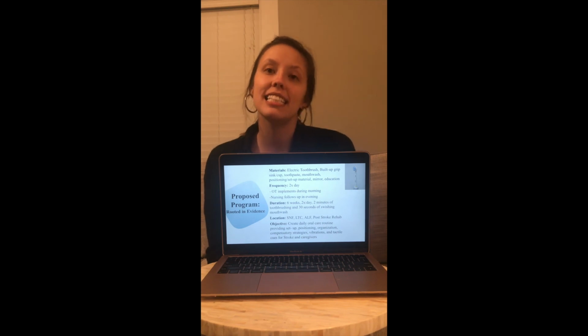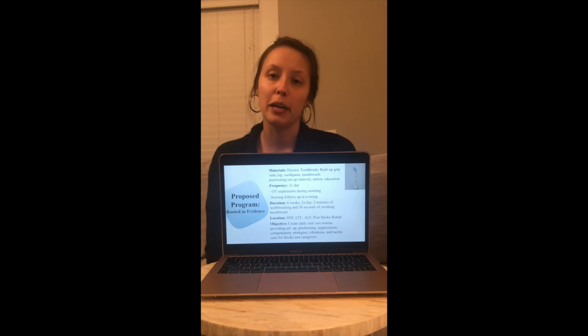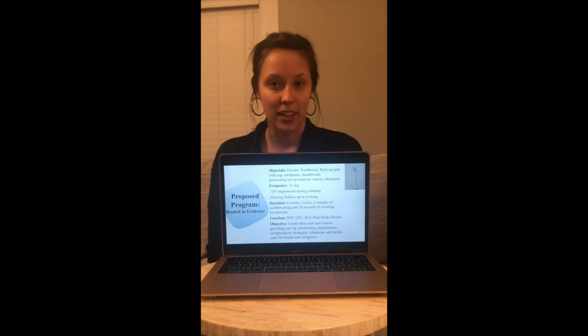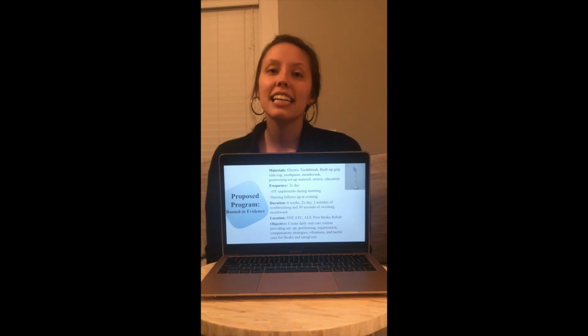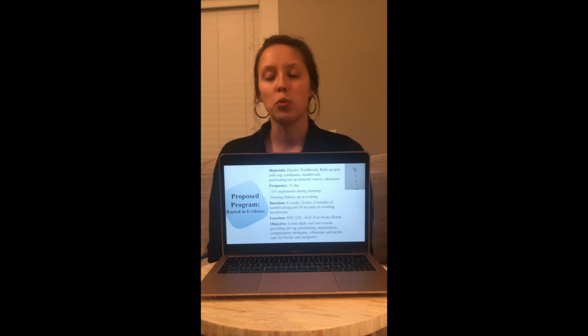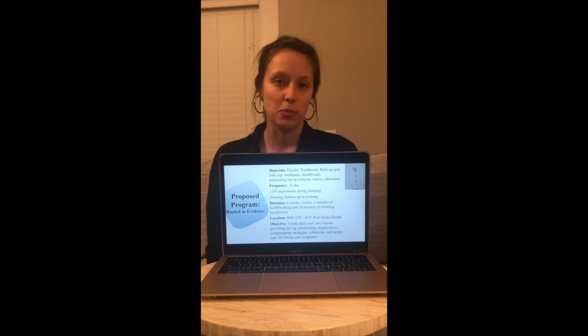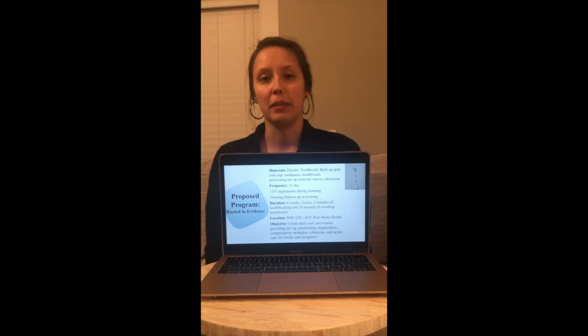Our materials consist of an electric toothbrush, a build-up grip handle for a toothbrush as needed if the client has decreased grip strength, mouthwash, sink, toothpaste, etc. The frequency is twice a day. The OT implement in morning and caregiver or nursing would follow up in the evening. The duration is 6 weeks, twice a day, 2 minutes of toothbrushing per time, and 30 seconds of mouthwash. The location would be in a long-term care facility.